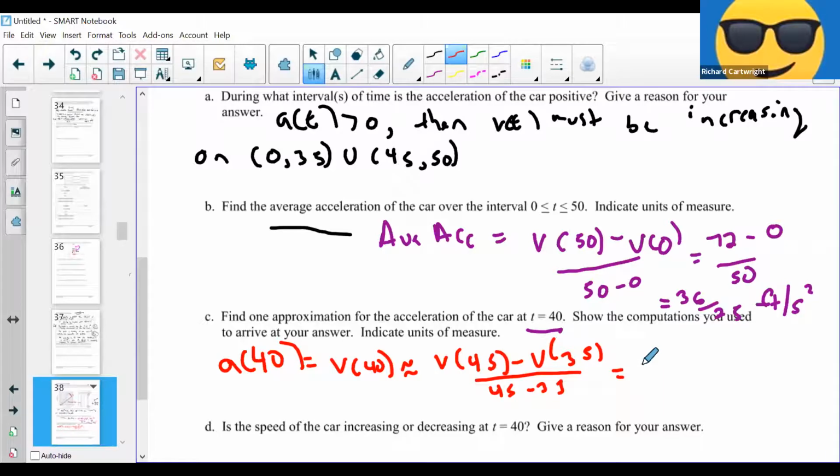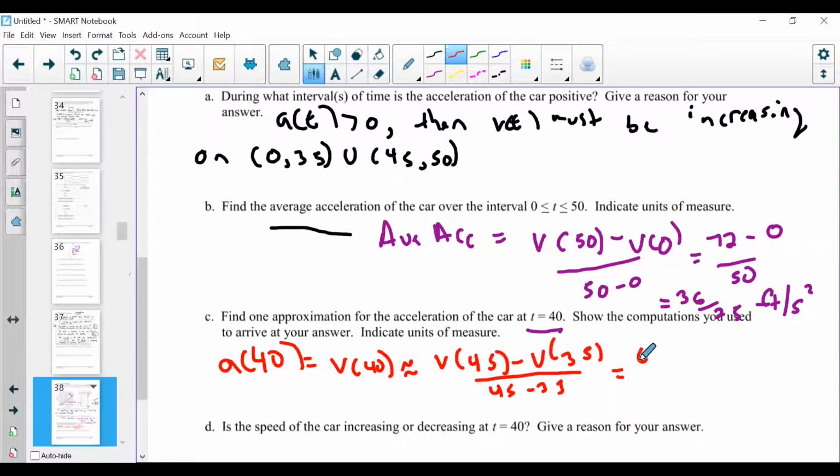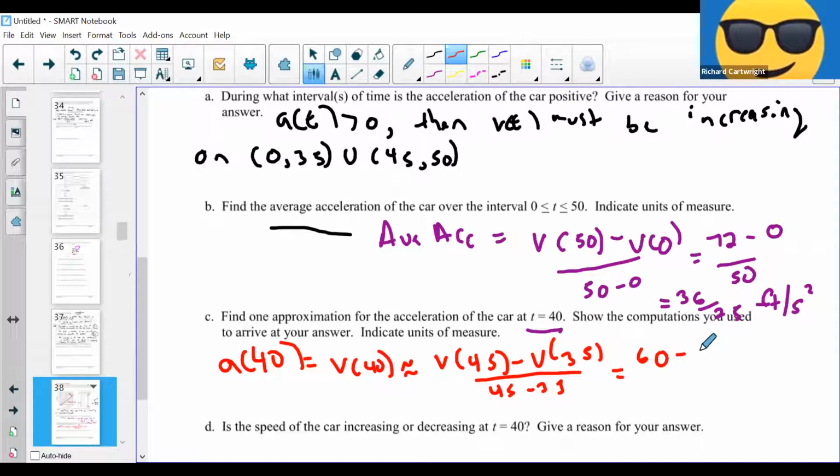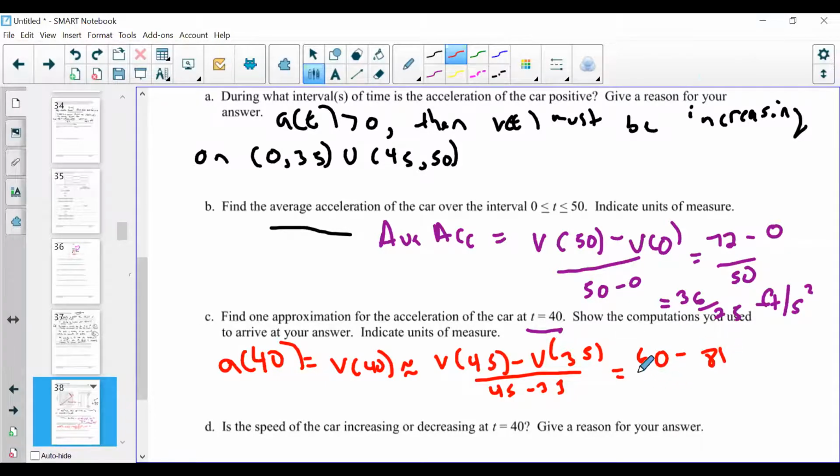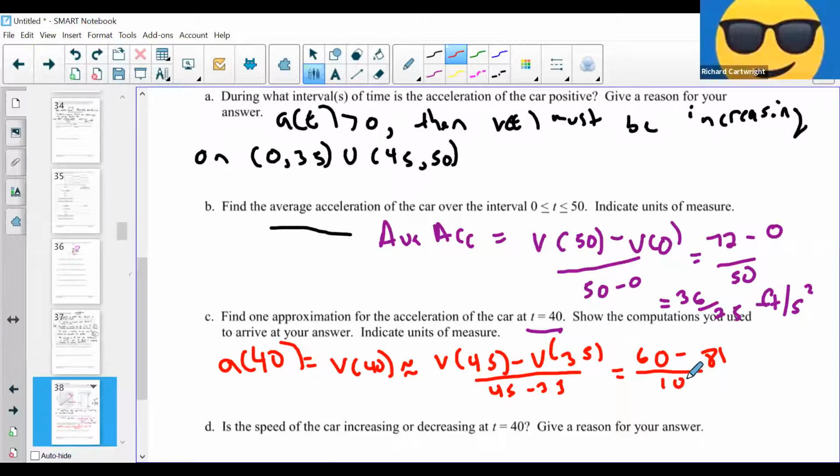So those numbers, what were those numbers? I can move back up, but you can tell me. What was 45 on the table? 60. What was 35? 81. 81 over 10. That looks to me like negative 21 over 10. So that'd be approximately negative 2.1. And it's still going to be feet per second squared.